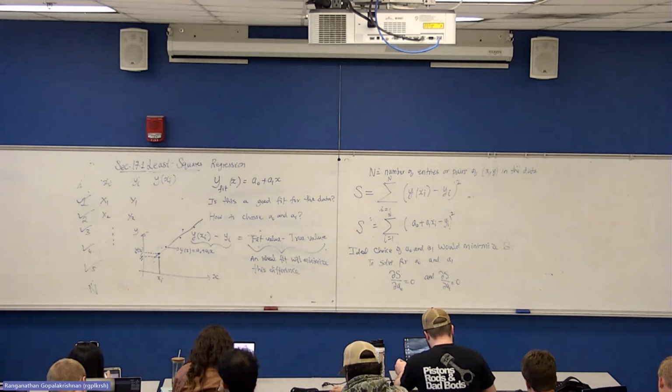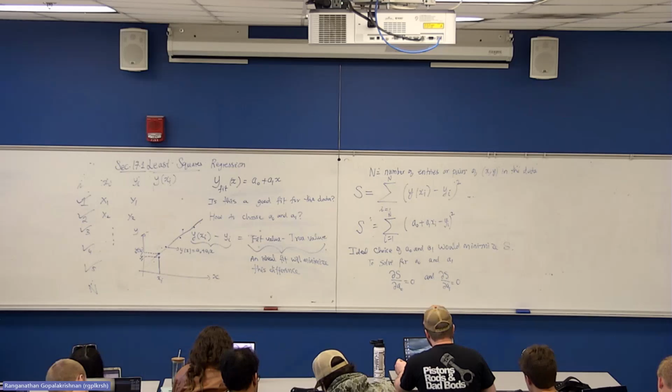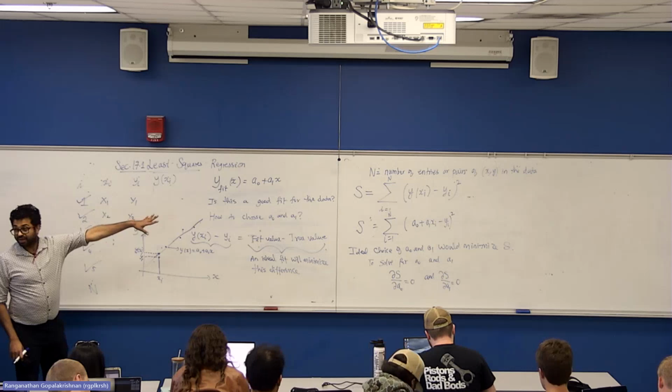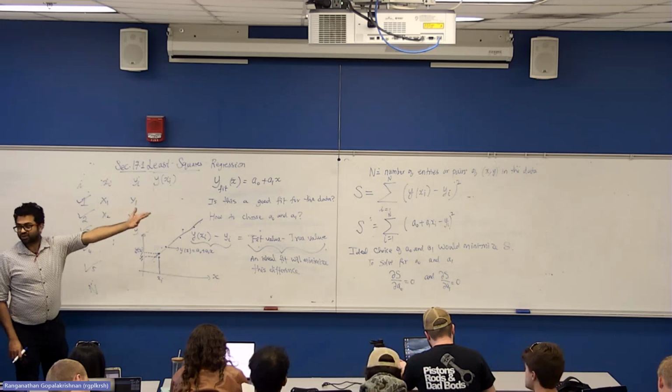What would you describe S as? A variance? Sum of squares. It's not variance because you're not correcting for the size of the data set. It's just sum of squares.